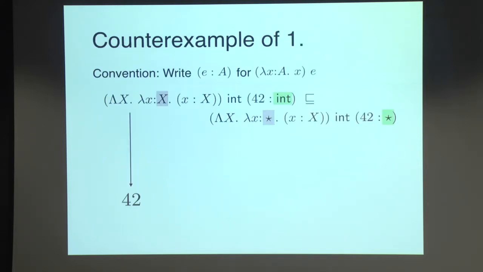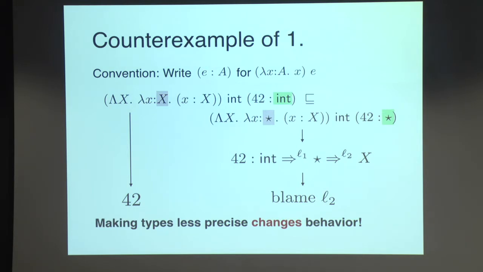Okay, let's get back to the counterexample. We have to reduce the right term. After cast insertion and some evaluation, we get into this state because, as explained, type substitution did not occur, and 42 is int, and its ascription is star, and finally, the ascription of small x is capital X. You can trace them. And then it raises blame. However, this result breaks the gradual guarantee because making types less precise changes behavior.